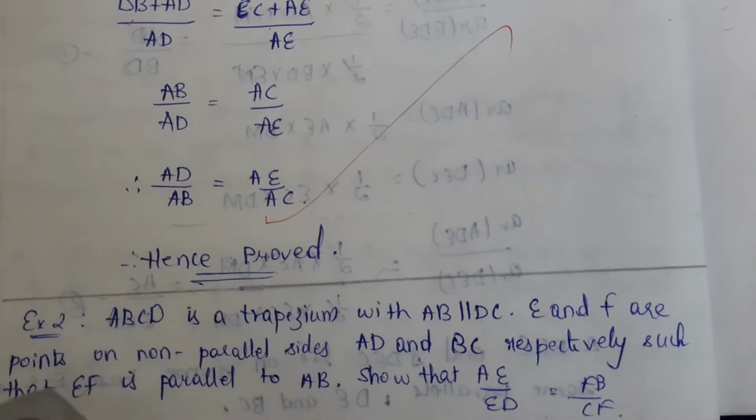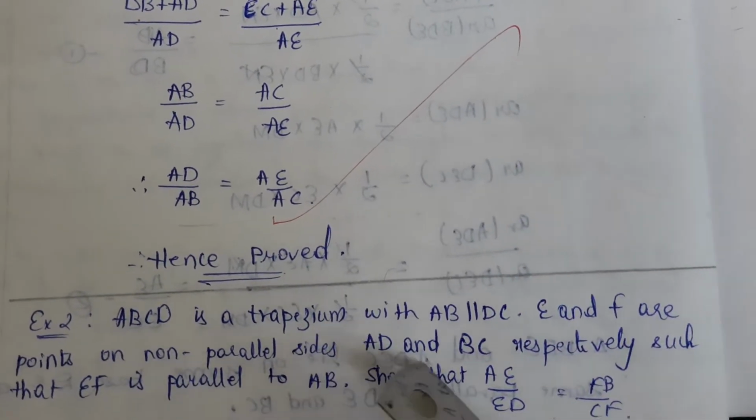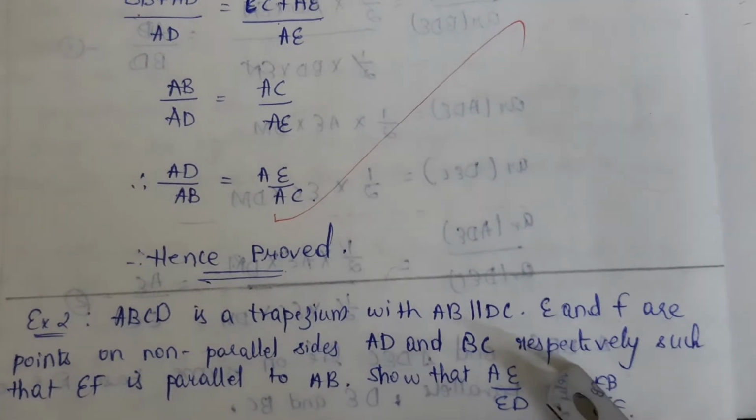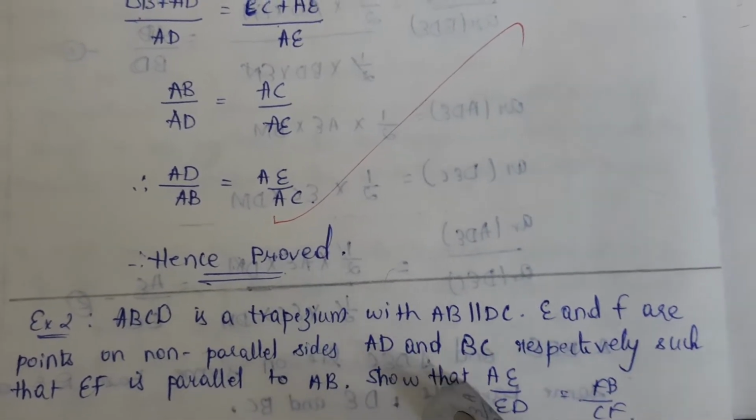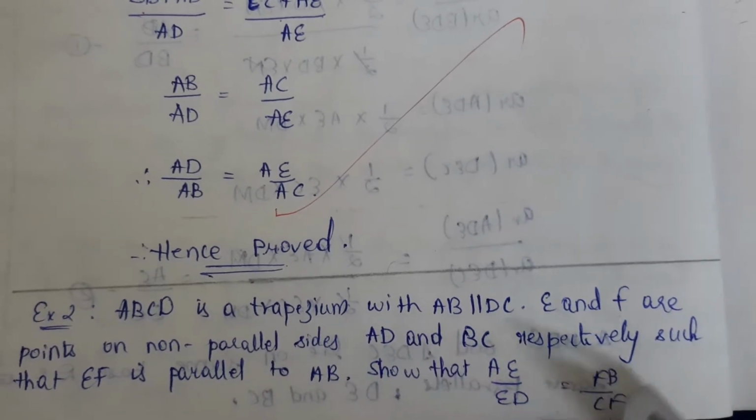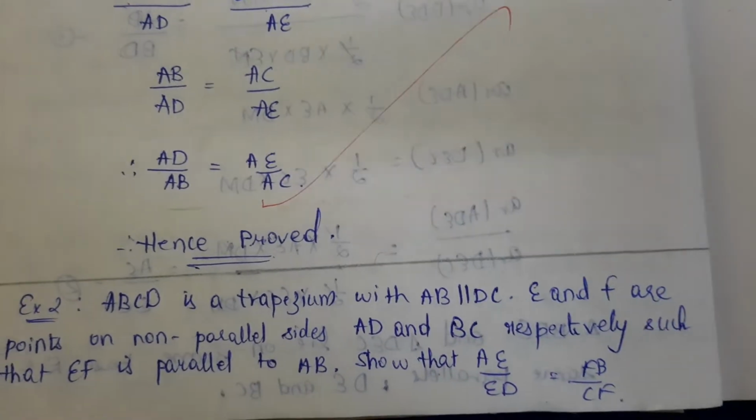Second example: ABCD is a trapezium with AB parallel to DC. E and F are the points on non-parallel sides AD and BC respectively, such that EF is parallel to AB. Show that AE by ED is equal to FB by CF.